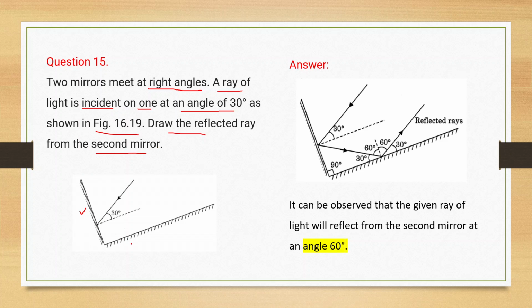ये एक मिरर, दूसरा मिरर, ये एंगल है आपके पास 90 डिग्री. ओके, और इस मिरर के ऊपर ये रे आ रही है 30 डिग्री के ऊपर. अब ये रे यहाँ पर स्ट्राइक करेगी और यहाँ से निकलेगी. हमें इस रिफ्लेक्टेड रे को किस एंगल पे बनाना ये देखना है. ओके, तो जरा देखिए, ये आपके पास 90 डिग्री एंगल है, तो आप कह सकते हैं ये वाला एंगल भी 30 डिग्री will be, because angle of incidence is equal to angle of reflection.